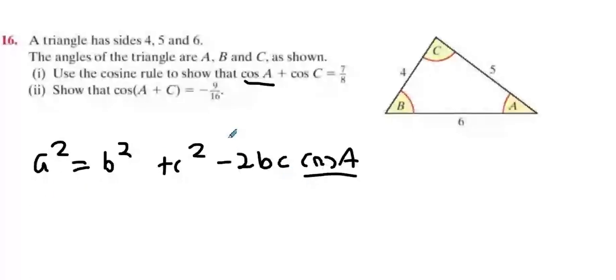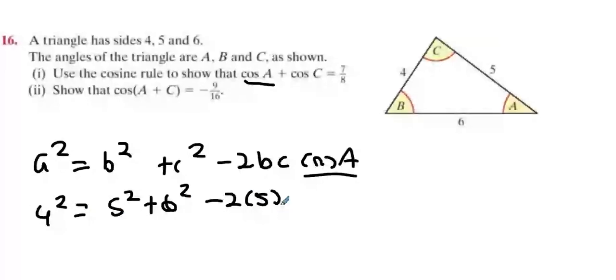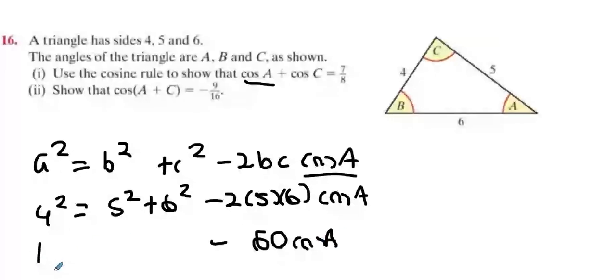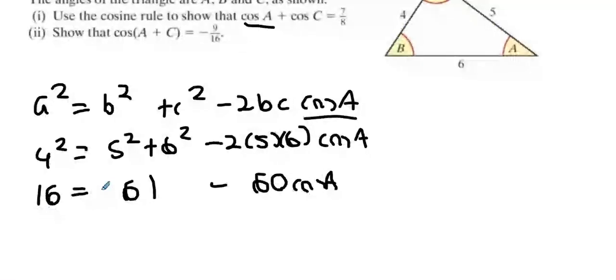what's a squared going to be? 4 squared equals 5 squared plus 6 squared minus 2 times 5 times 6 cos A. It's going to be minus 60 cos A. That's going to be 16, and that's going to be 61. Put the 61 to the other side. Minus 45 equals minus 60 cos A.